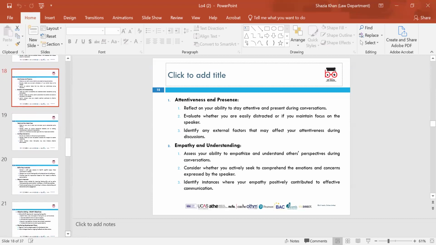Attentiveness and presence. Reflect on your ability to stay attentive and present during conversations. Evaluate whether you are easily distracted or if you maintain focus on the speaker. Identify any external factors that may affect your attentiveness during discussions. And empathy and understanding. Assess your ability to empathize and understand others' perspectives during conversations. Also, consider whether you actively seek to comprehend the emotions and concerns expressed by the speaker, and identify instances where your empathy positively contributes to effective communication.